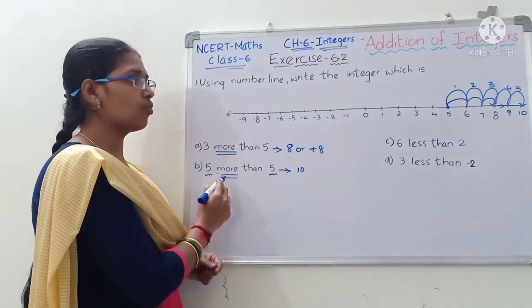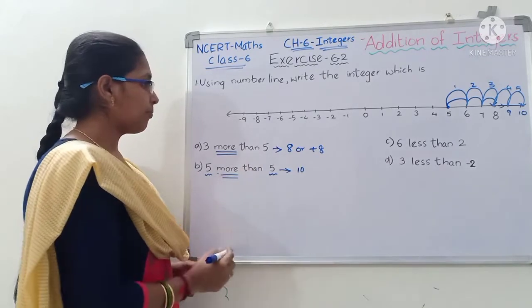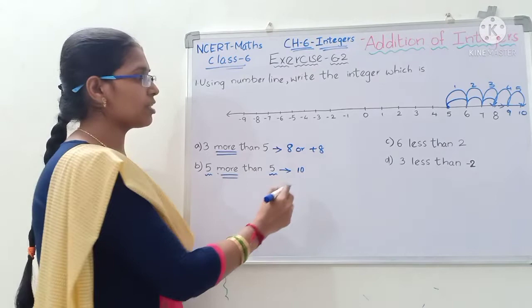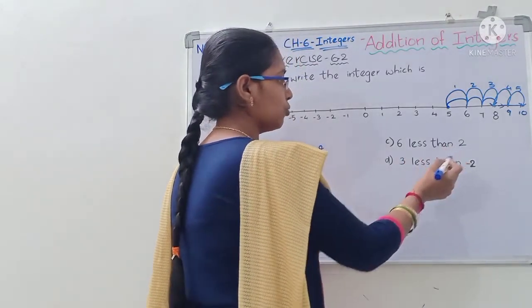Children, why did you move right side here? Because the keyword is more. More means it is increasing. So, you should move right side. So, 5 more than 5 is 10. Plus 10.